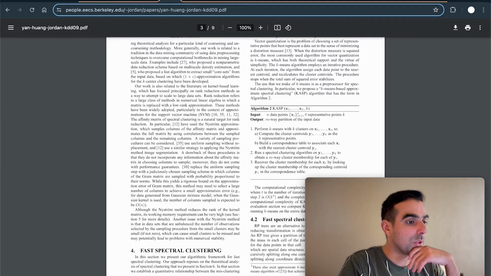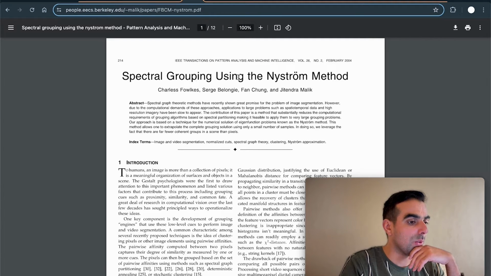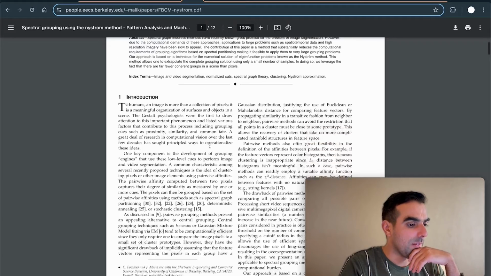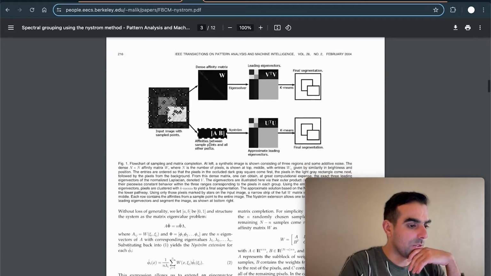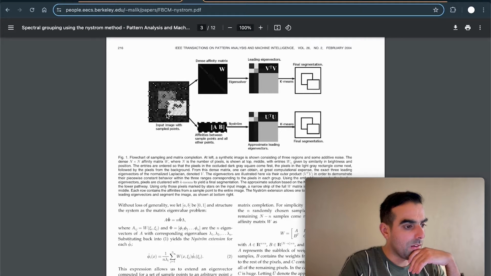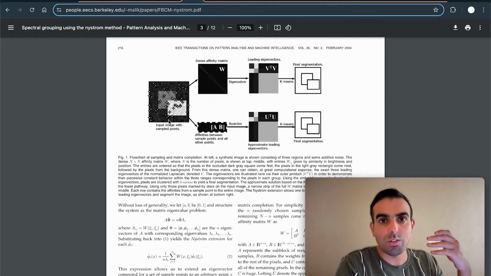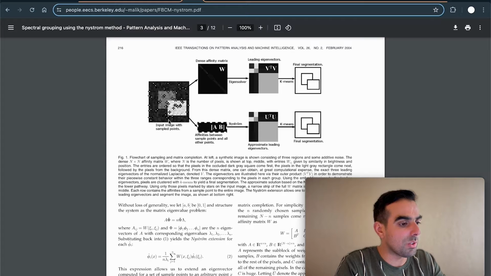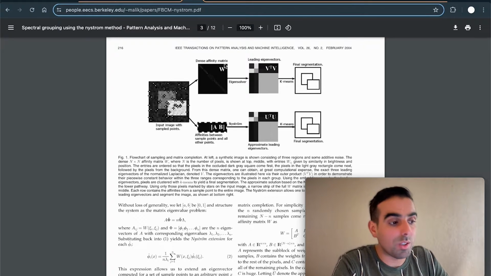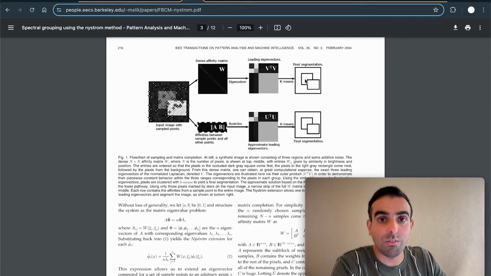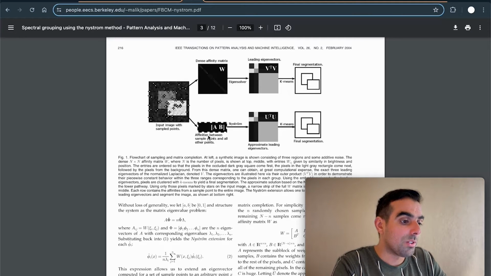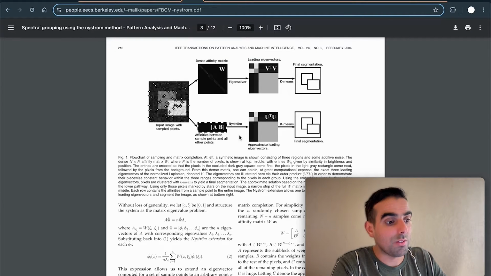Another method for approximating spectral clustering is called spectral grouping using the Nystrom method. They have a good figure here. Spectral clustering was very popular in doing image segmentation. The first method is just using the dense affinity matrix, which is an n by n matrix, and performing eigen decomposition to get the final segmentation, or you can get the approximated affinity matrix using the Nystrom method, then perform image segmentation. So what is the Nystrom method?